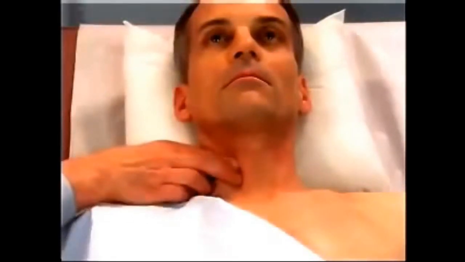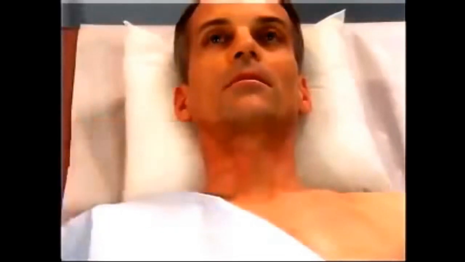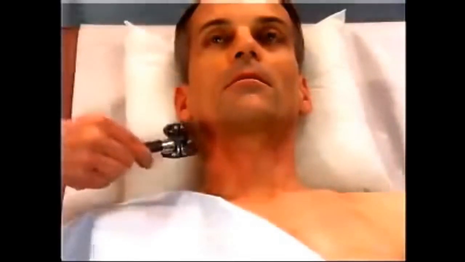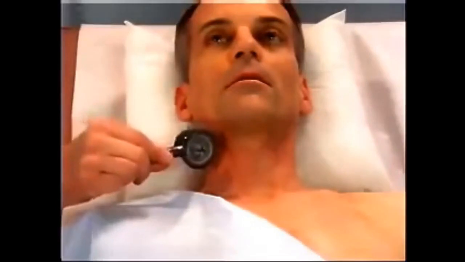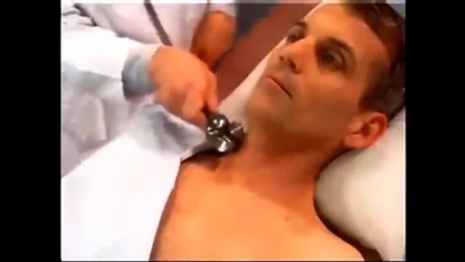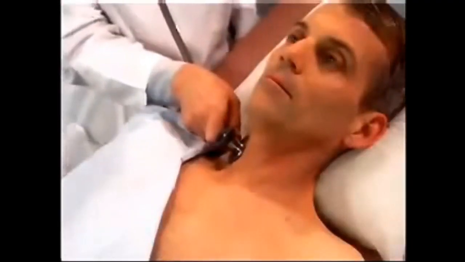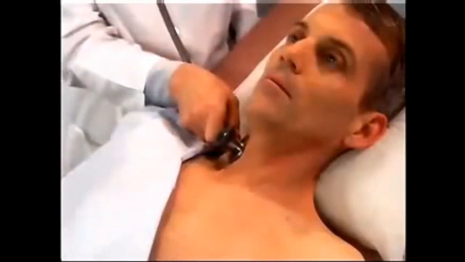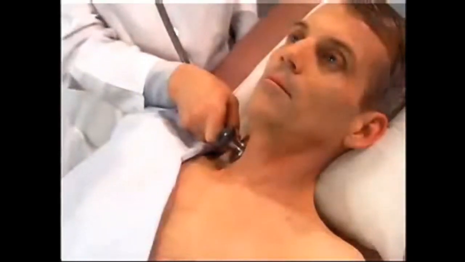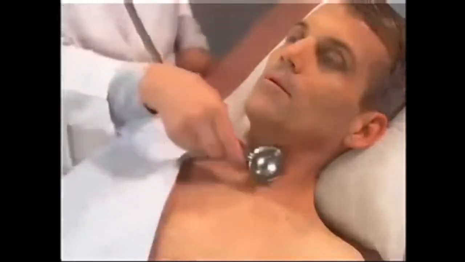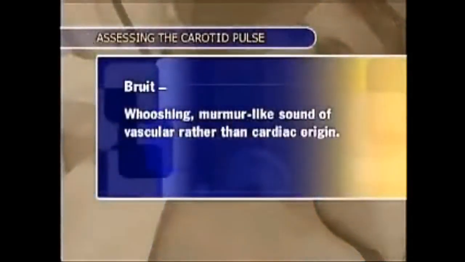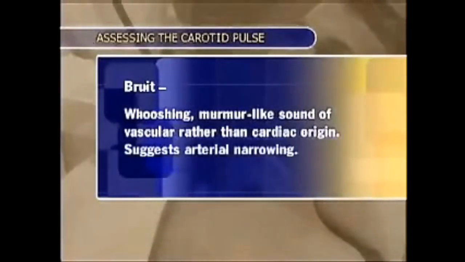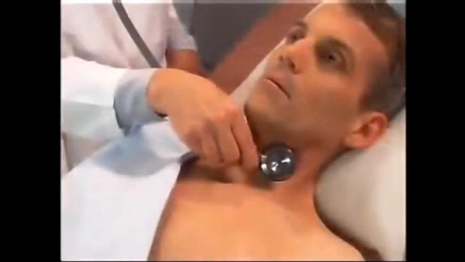Routinely, but especially in the presence of a thrill, you should listen over both carotid arteries with the diaphragm of your stethoscope. Ask the patient to hold breathing for a moment so that breath sounds do not obscure the vascular sound. Listen for a bruit, which is a whooshing, murmur-like sound of vascular rather than cardiac origin. A bruit suggests arterial narrowing. If present, a bruit would sound like this.